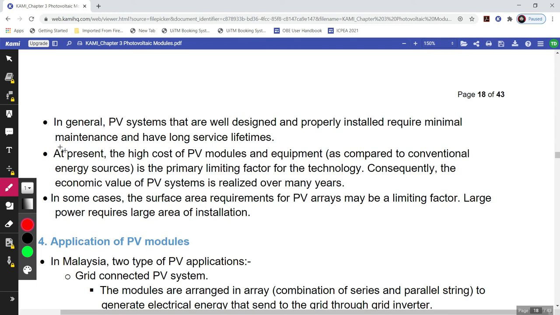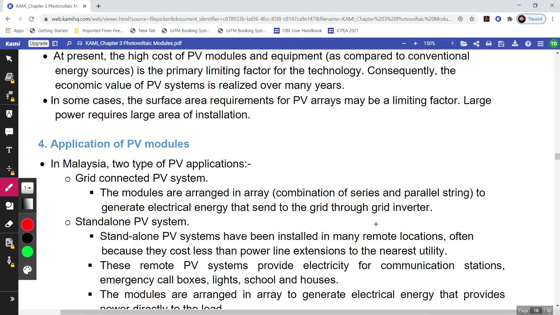Minimal maintenance means you just need to clean the PV module and do an observation of the PV module. At present, the high cost of PV modules and equipment as compared to conventional energy sources is the primary limiting factor for the technology. Consequently, the economic value of a PV system is realized over many years. In some cases, the surface area requirement of the PV array may be a limiting factor. Large power requires a large area of installation.